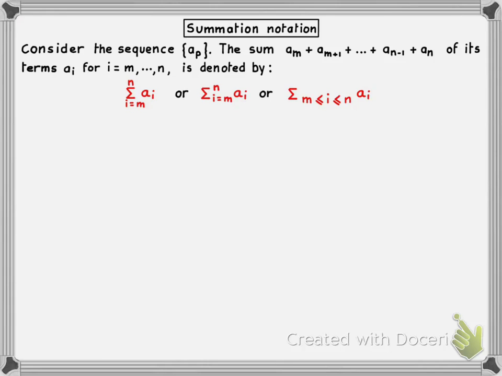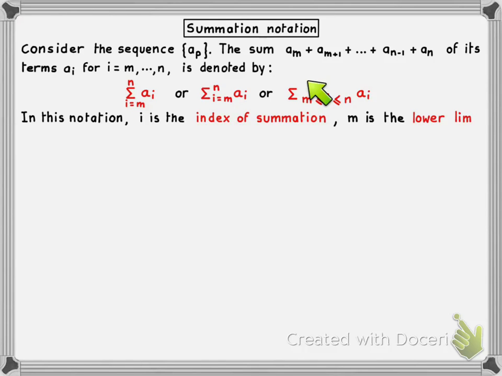Now, let's define some terms to help us talk about this notation. In these expressions here, I is called the index of summation, since it allows you to go through all of the terms that are added in the sum. M is the lower limit of that summation, and n is the upper limit, as should be clear since m is the smallest index and n is the largest index of all the elements or terms in the sum.